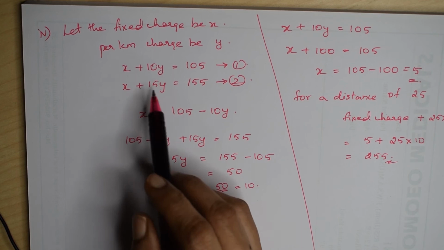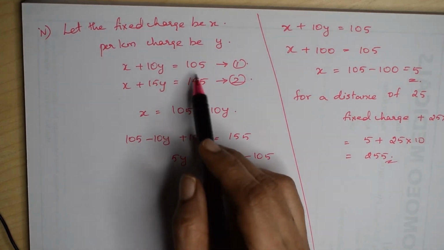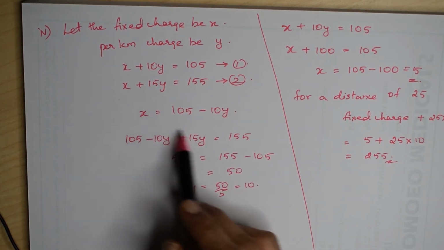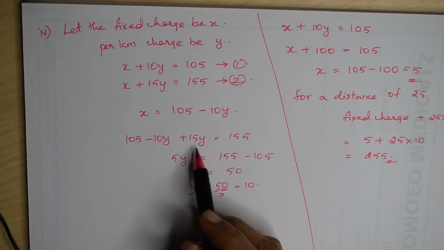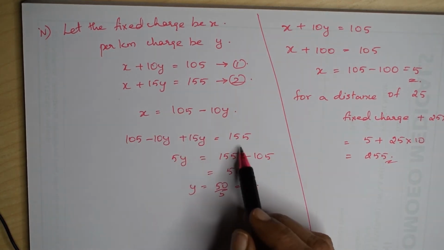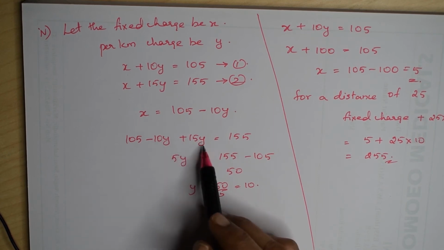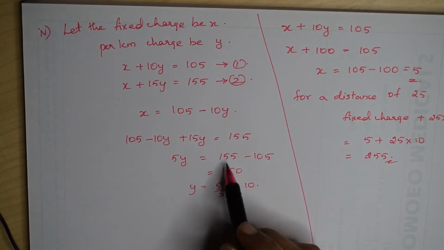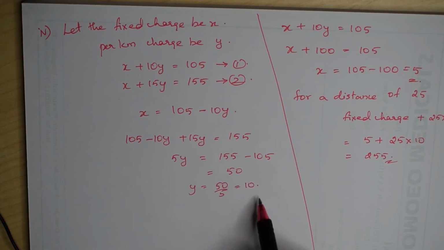Okay. Then as we are doing substitution method, I am considering the first equation. x is equal to 105 minus 10y. Then I am using the value of x I have found. It becomes 105 minus 10y plus 15y is equal to 155. I have two values of y here, and one is a plus and one is a minus. So I subtract and I get 5y. 5y is equal to 155 minus 105, and that equals 50. y is equal to 50 by 5, which is 10.